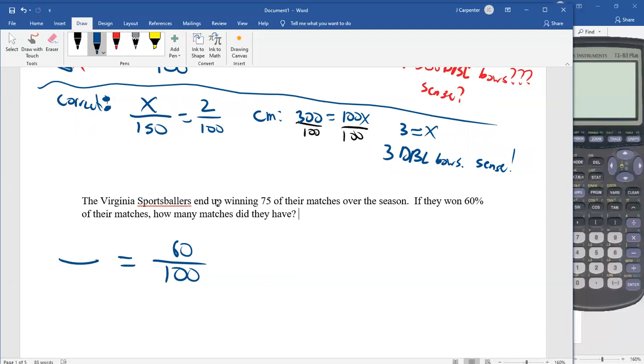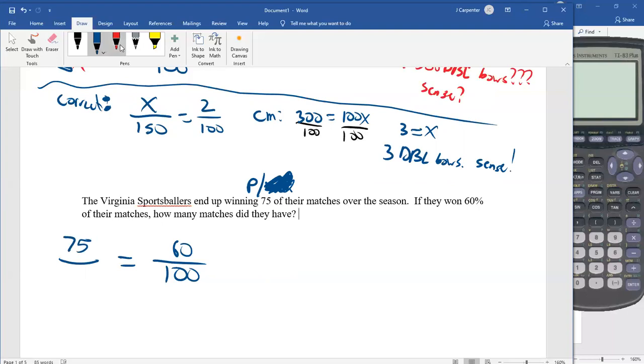So the question you're asking is, is the 75 the part, or is it the whole? Well, they won 75 matches. Does that say that they played 75 matches total? Well, no. If they only won 60% of them, they had to have played more than 75 matches. So that can't be the whole, it has to be the part, because they are going to have played more games if they won 75, but they only won less than 100% of them. So the 75 should be the part, making it go in the top.